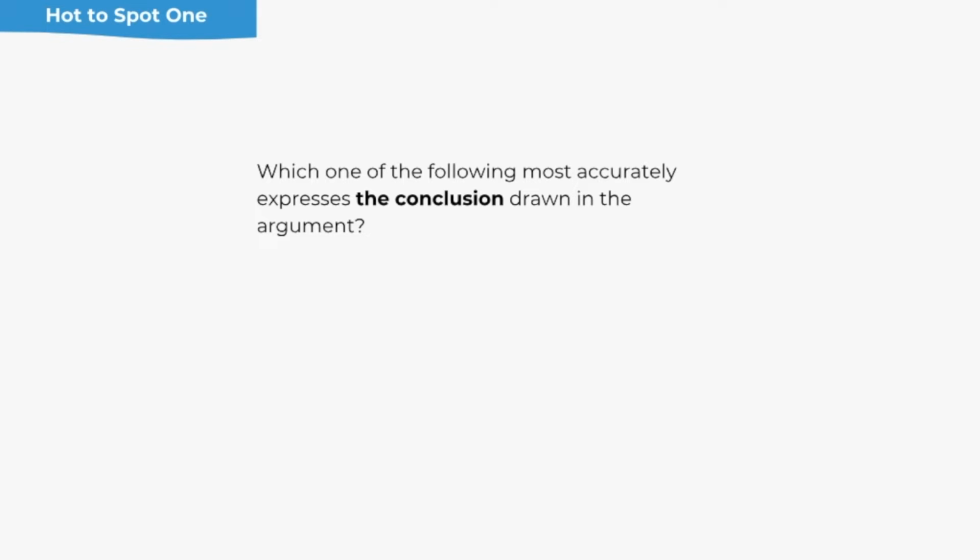Also, if you see the words "the conclusion," which one of the following most accurately expresses the conclusion drawn in the argument? That's different than if they ask you for something that can be concluded from the information, or which one of the following is a conclusion that can be drawn. If you see the indefinite article, you're on an inference question, must be true. If you see a definite article, the conclusion, you're on a main point. Other than that, you're looking for the main point or the primary point of the argument.